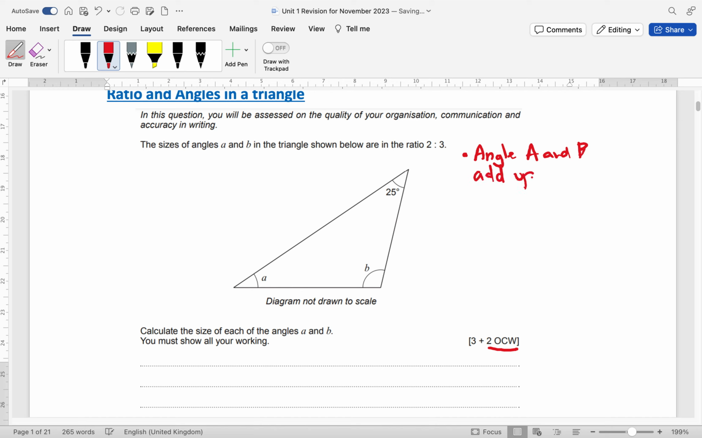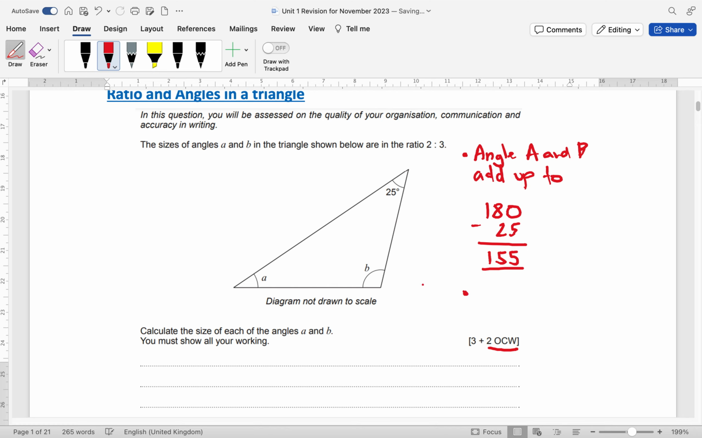add up to, and because angles in a triangle add up to 180, if I take the 25 that I know away from 180, so this is my workings out, okay, I get 155. So angle A and B add up to 155. This is my first bullet point.